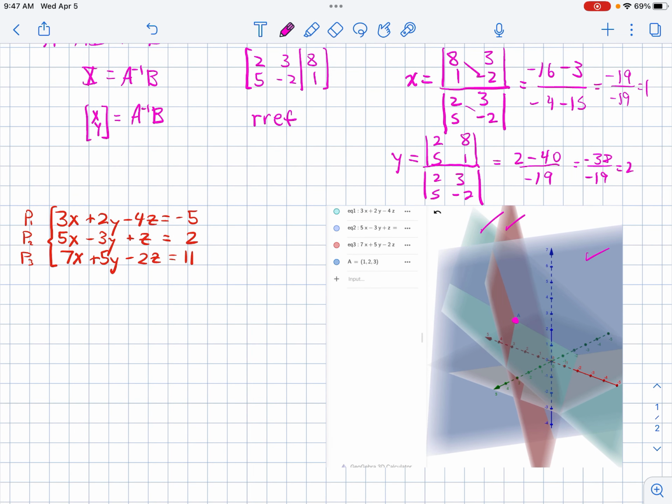So what we would have is 3, 2, negative 4, 5, negative 3, 1, 7, 5, negative 2, times XYZ equals negative 5, 2, 11. And we can do A inverse B. Okay, so I think I have that one in here as well.